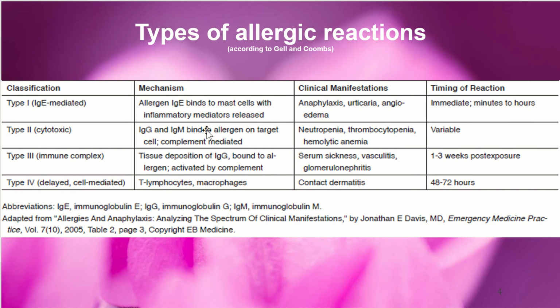In comparison to, for example, type 4, which is delayed cell mediated, the mechanism is T lymphocytes, etc. And the clinical manifestation is contact dermatitis, and the timing is 48 to 72 hours, right? So we have a variety of types, a variety of mechanisms, and a variety of manifestations, and also a variety of timing of reaction.